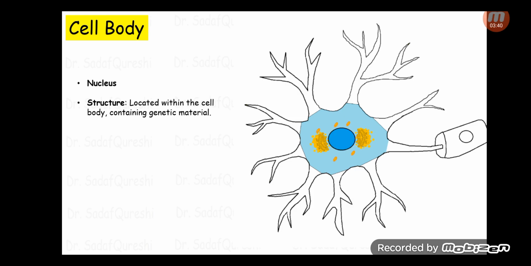Another important structure in the cell body is the nucleus, which is located in the cell body, and it contains the genetic material of the neuron. Its function is to regulate cellular activity and protein synthesis.